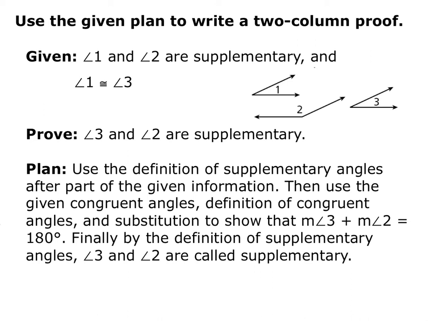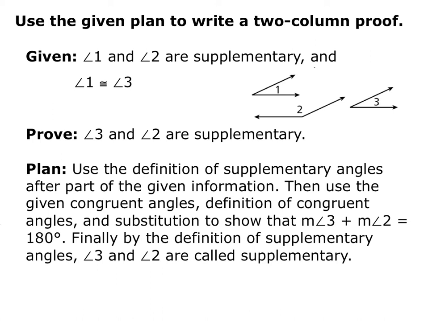Okay, I'm reading the next sentence. Then use the given congruent angles, definition of congruent angles, and substitution to show something. Okay, so let's back up there. Use the given congruent angles. So line 3, from the given up above: angle 1 is congruent to angle 3. Line 3's reason, given.